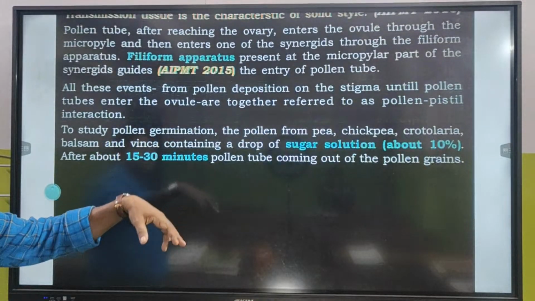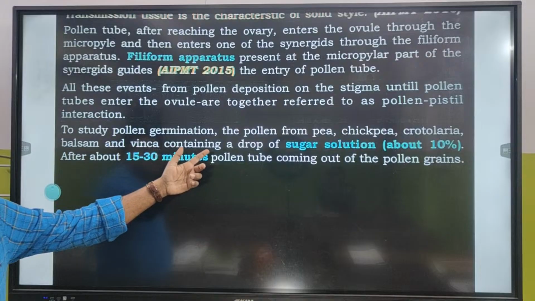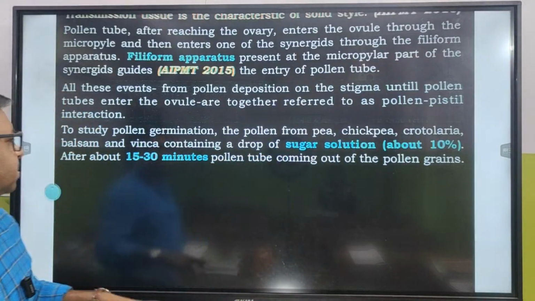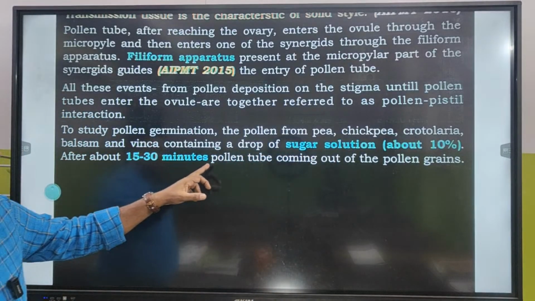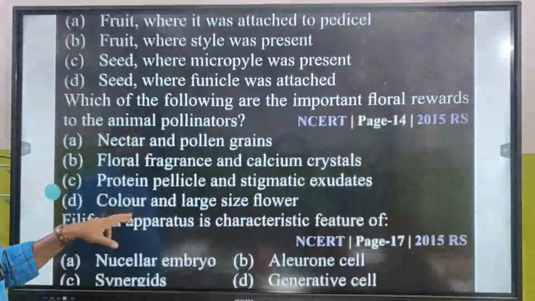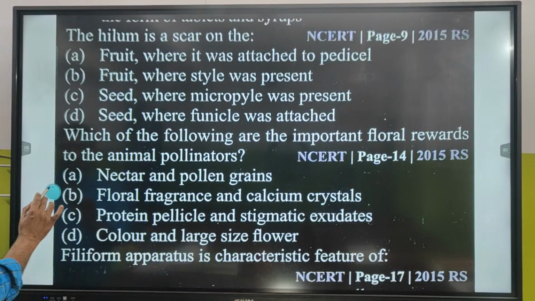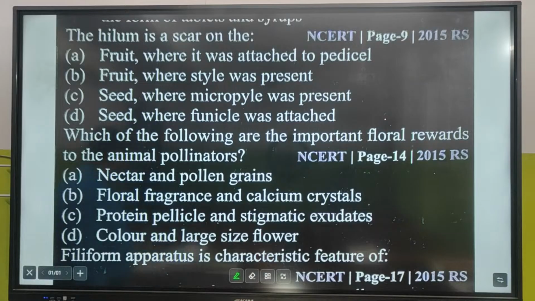To study pollen germination, the pollen from pea, chickpea, crotalaria, balsam and vinca is placed on a slide containing a drop of sugar solution of about 10%. After about 15 to 30 minutes, pollen tubes can be seen coming out of the pollen grains. That's all about pollen pistil interaction. Let us start some of the questions. Do the first one, the hilum.